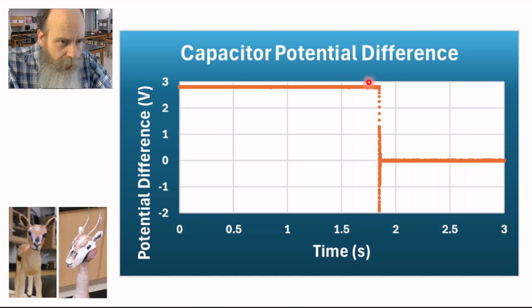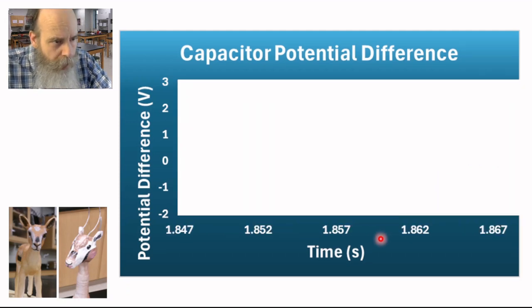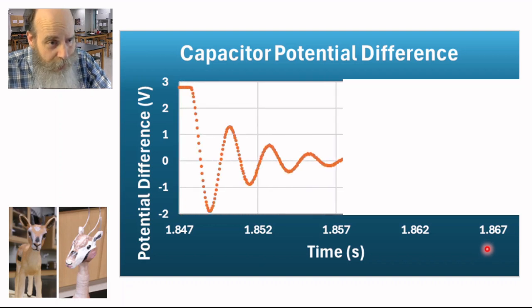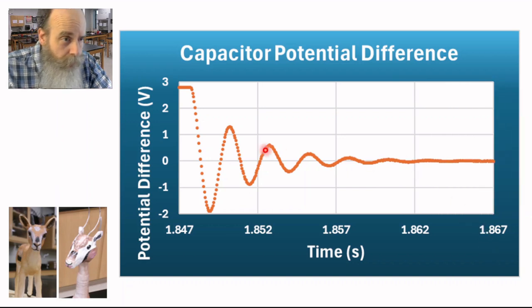Let's look up close in this region. Maybe something's going on there. Now we've got from 1.847 to 1.867 seconds. We're looking at a time of 0.02 seconds. Here's what we get. Whoa! Now we see oscillations, but they rapidly go to zero. So we have oscillations here, but the amplitude is decreasing with time.